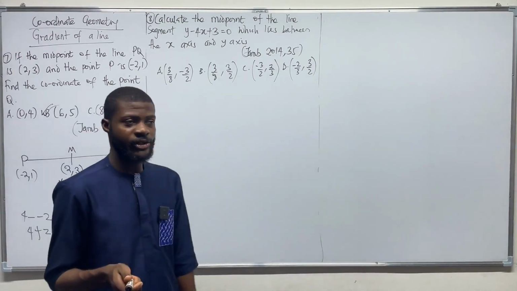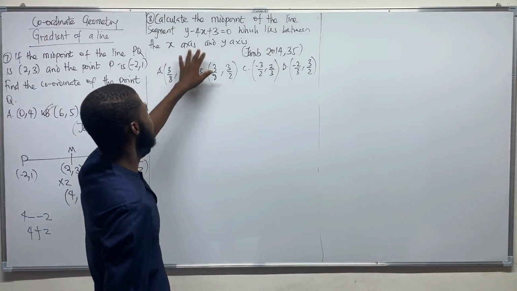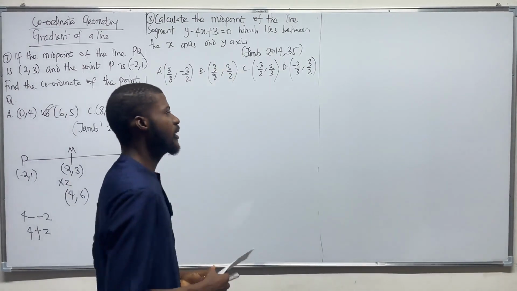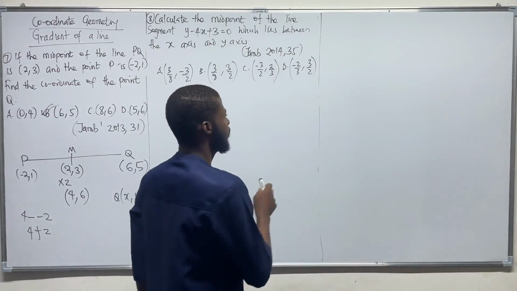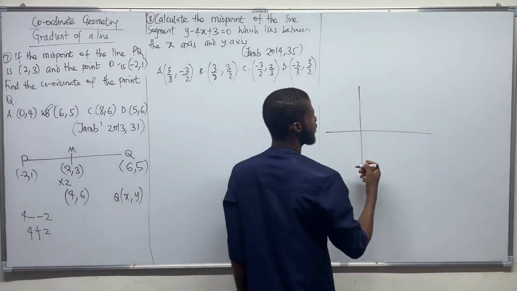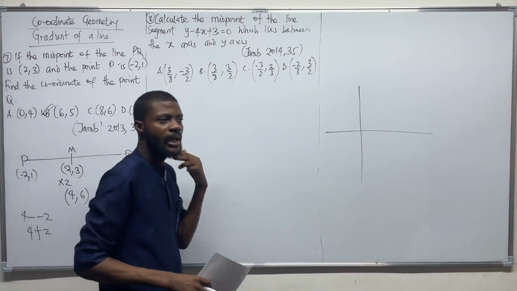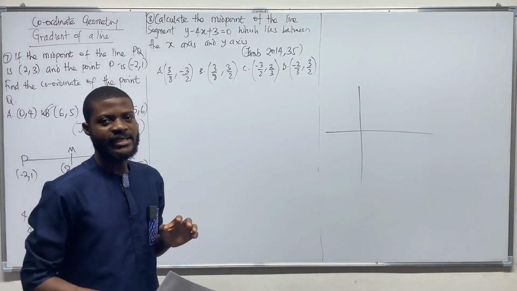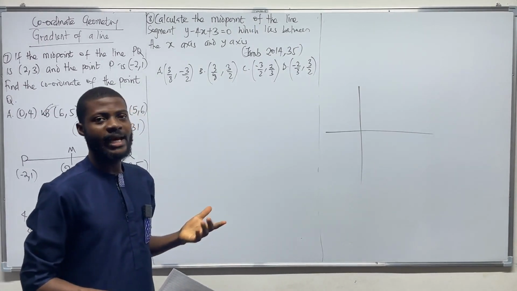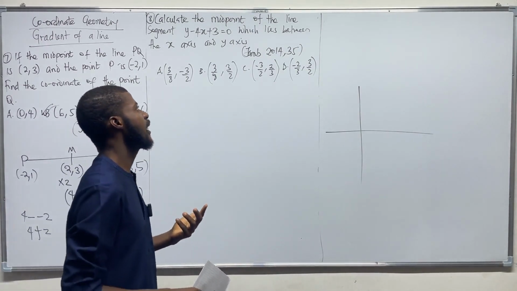Whenever you are given an equation, you can see that this line is told to lie between the x-axis and the y-axis. So what this means is, let me see, that's a positive gradient. So I have a line that is between these two axes. So here's what I'm going to do. I'm going to find the x and y intercept.